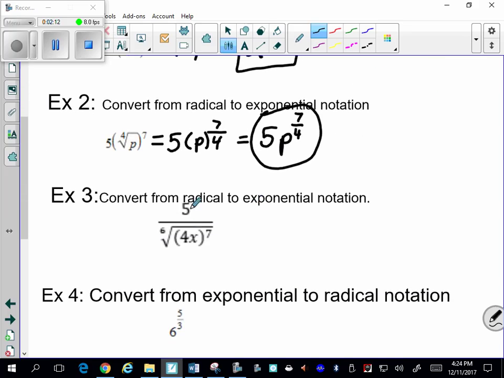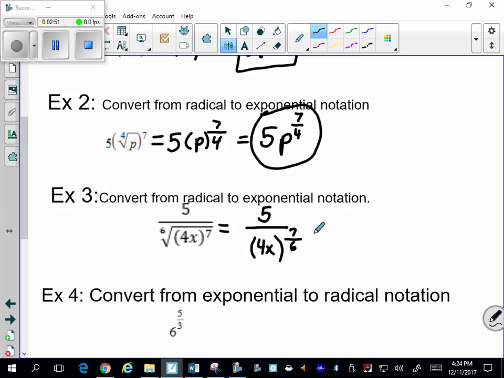Next one, we're converting. So the 5 in the numerator here really has nothing to do with the problem at this point. So we're going to have the 4x is underneath the radical. So the 5 stays in the numerator. The 4x, we're going to put in parentheses. This does have to be in parentheses. So whatever's underneath the radical, just always put it in parentheses, and you'll never be wrong. And so we're going to raise this to the 7/, and it's a 6th root, so 6. That's exponential form.